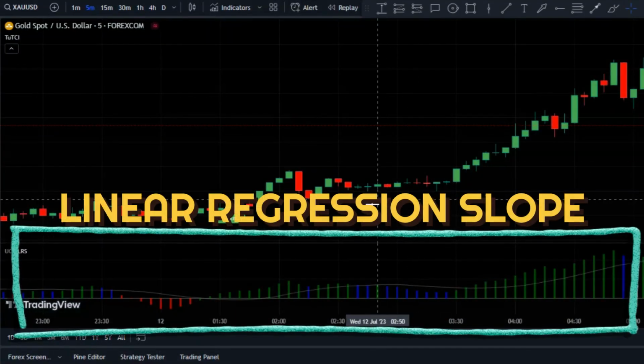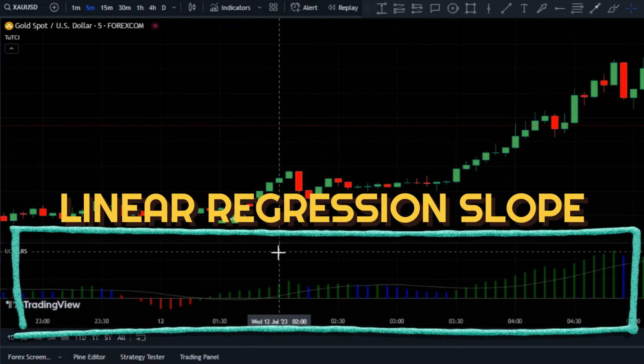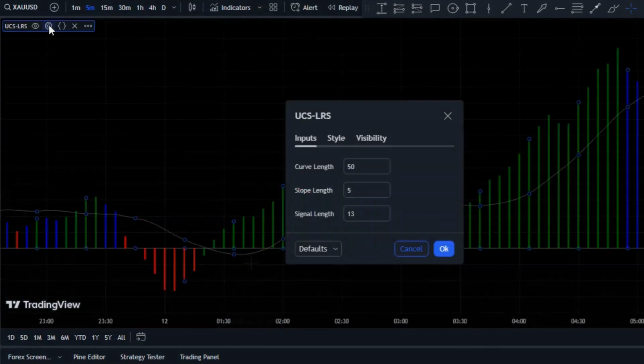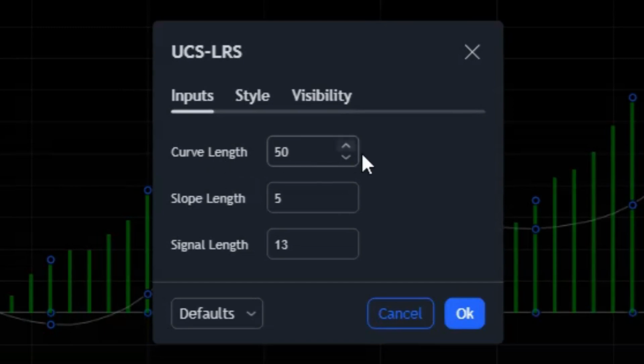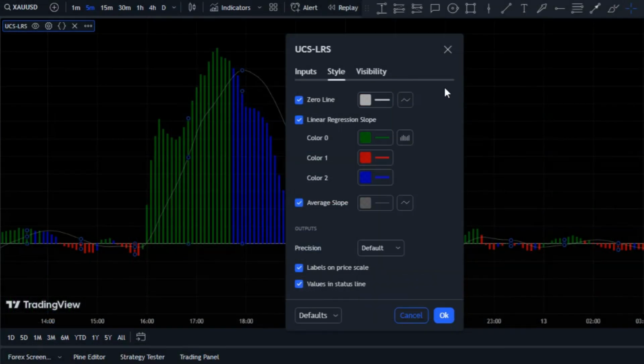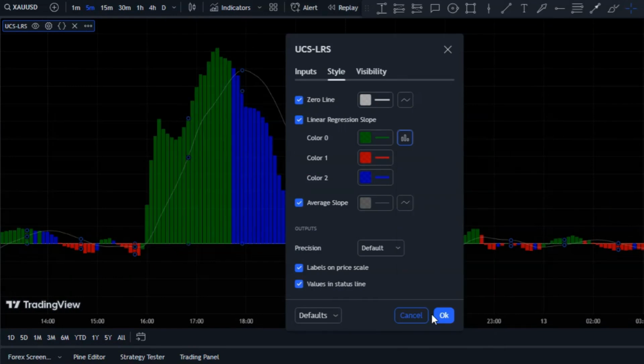Once you add it, an oscillator like this will appear on your chart. We'll now need to tweak some changes. So head into the indicator settings and in the input section, just leave all parameters at their defaults. But in the Style tab, follow the changes I make step by step.